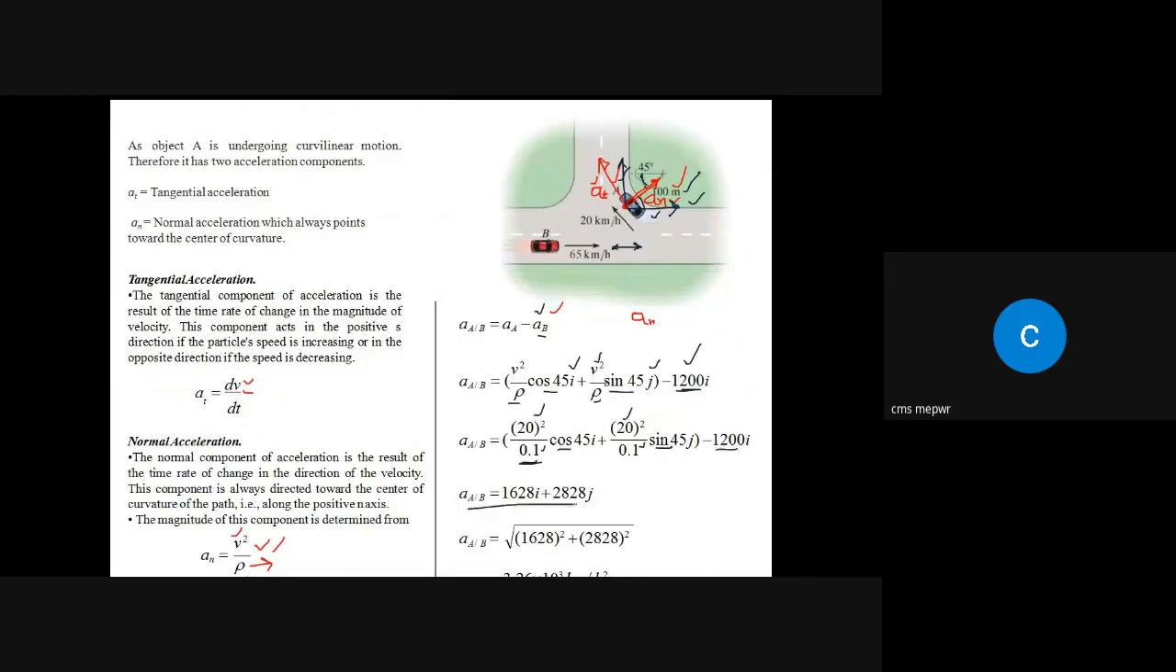So this is basically the acceleration of particle A with respect to B, or with respect to reference frame B. If you want to find its magnitude, take the square of this one, add both of them, and take the square root. So you will get the acceleration of particle A with respect to B. I hope that you got this. If you have any question, you can write it down on my Google Classroom.